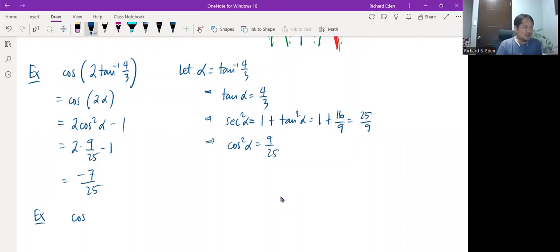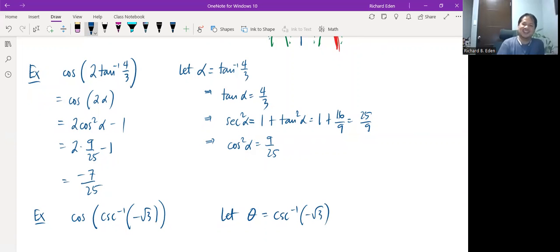Ito, let's try cosine of cosecant inverse of negative square root of 3. Let theta naman. Okay, napansin mo hindi na kita tinanong ng angle ha. Ayoko na. All right. So let theta be cosecant inverse of negative square root of 3. So that means the cosecant of theta is negative square root of 3.